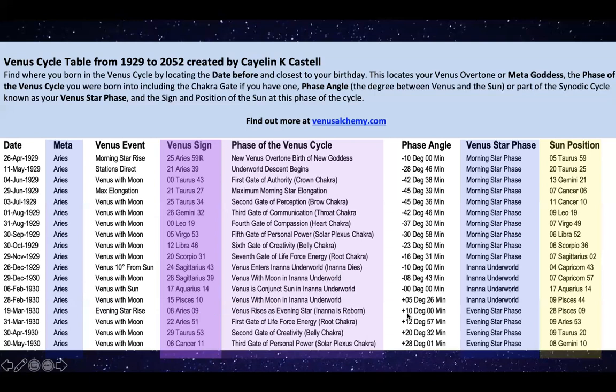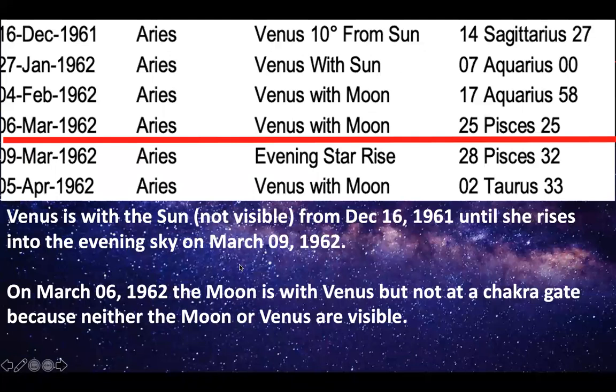And again, this is showing the degrees from the sun, and this plus 10 degrees means that now Venus is rising into the evening sky, and the minus 10 degrees is Venus has just risen into the morning sky. So the position of the sun, the star phase, that does include the metamorphic underworld phase, but it's not showing here exactly. So you've got everything you need to determine where you were born in the cycle or where someone was born in the cycle.